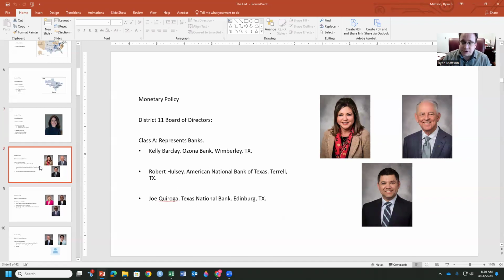In terms of our District 11, when I first made these notes, it was Kelly Barkley of Azona Bank from Wimberley, Texas, Robert Holsey from American National Bank of Texas in Terrell, and Joe Quiroga from the Texas National Bank in Edinburgh, Texas. Now, as I said, some of this has changed.